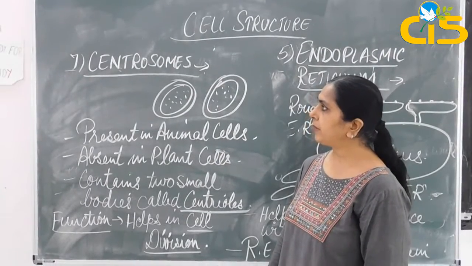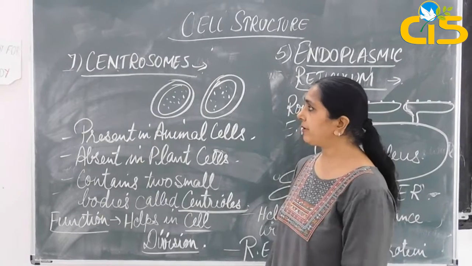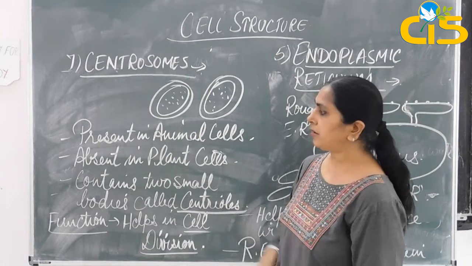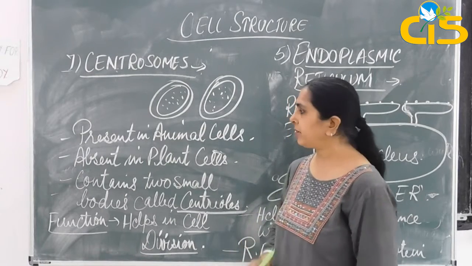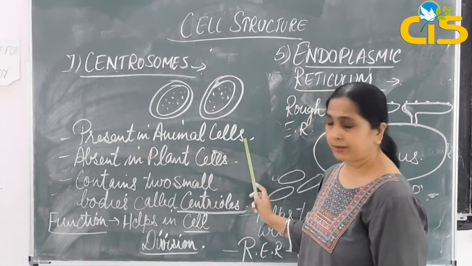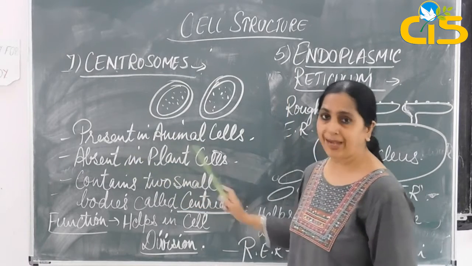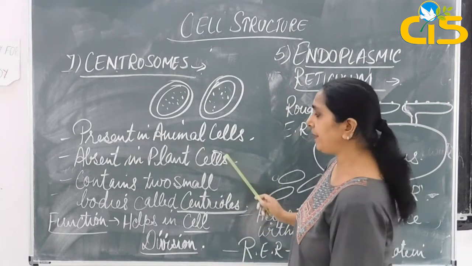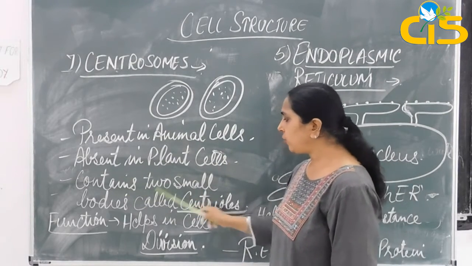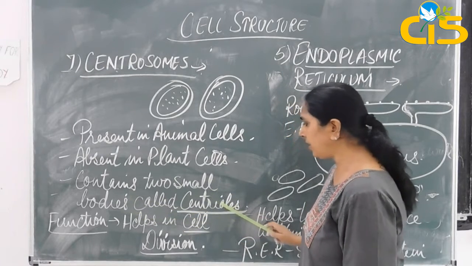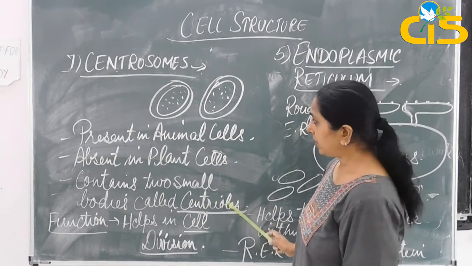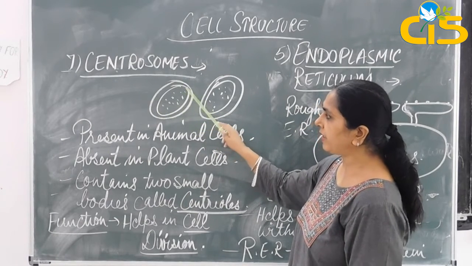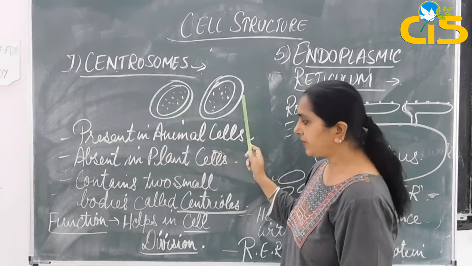Next is the most important organelle you can say, the centrosomes. An important point to be noted is that they are present in animal cells. They are absent in plant cells. That is, they are present only in animal cells, whereas they are not present in plant cells. They contain two small bodies called centrioles. You can see that they are rounded structures, double layered structures, with a dense material inside them. They are called the centrosomes.